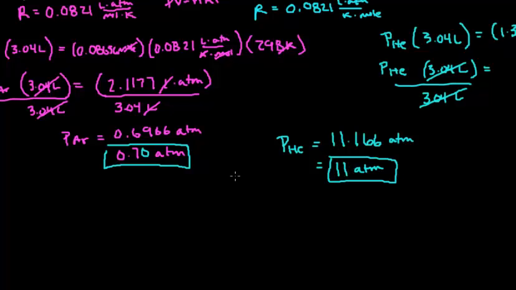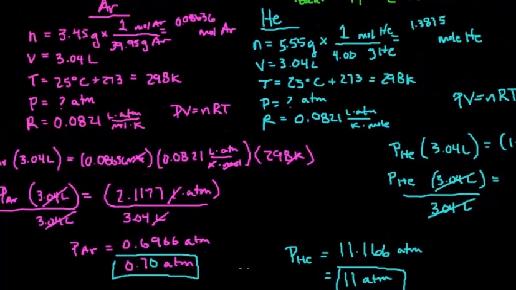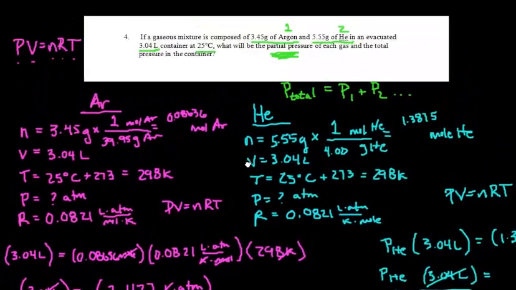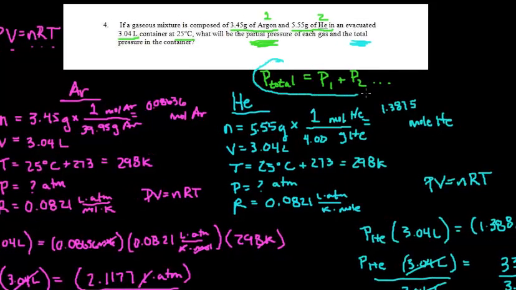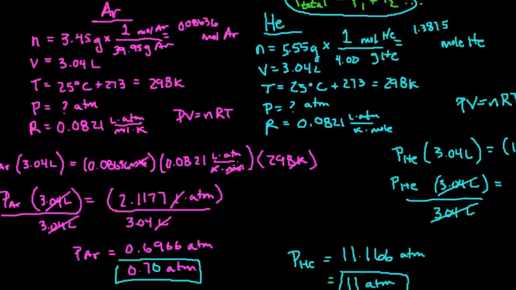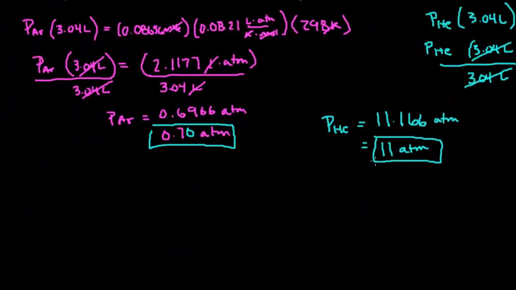Okay, so if you remember back to that original equation, so this is all the work we just did, it wanted the partial pressure of each gas, and we just found that, helium and argon, but it also wants the total pressure. And so that's where this equation came in. P1 plus P2 equals total pressure. That was our Dalton's law. So I've only answered 2 out of 3 questions. This is the partial pressure of argon, this is the partial pressure of helium.